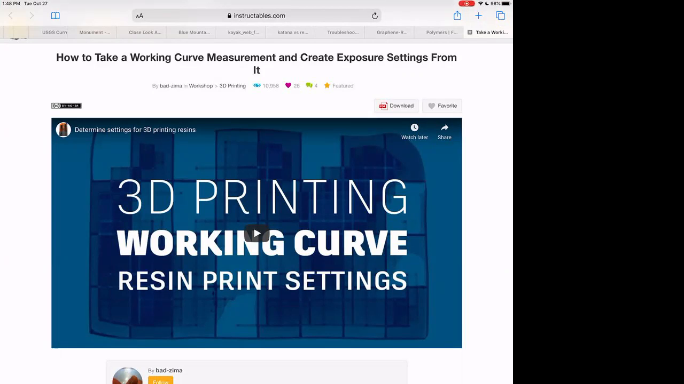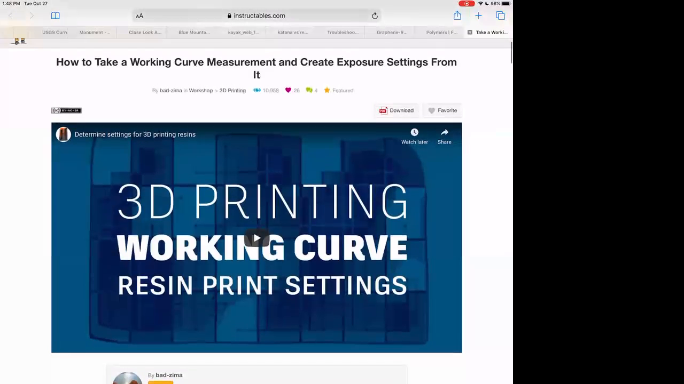And I should say that the person who wrote this, Brian Adzima, has a funny Instructables name. But anyway, Brian got his PhD in polymer chemistry from Chris Maniszewski. Brian is a friend of mine who used to work on the Ember team at Autodesk, so he's got some really good things to say. If you look him up on LinkedIn, you can see what he's up to now. He's started his own 3D printing company in San Francisco. But anyway, let's hear about this working curve if this video works.